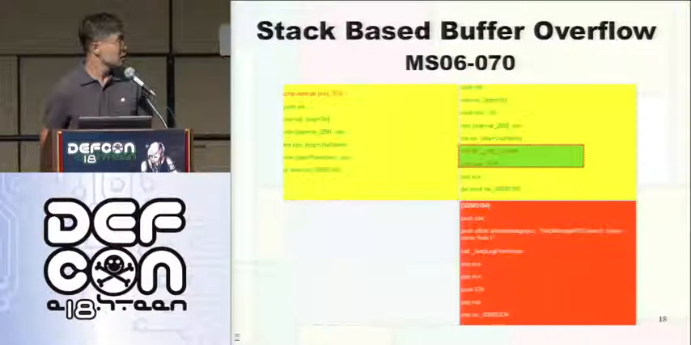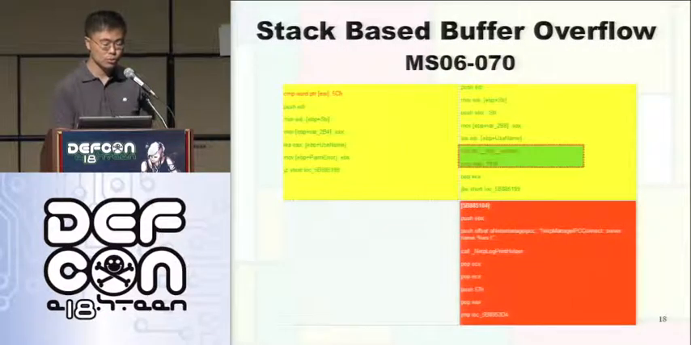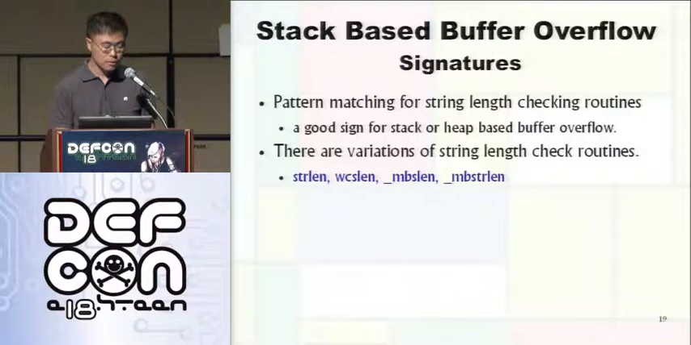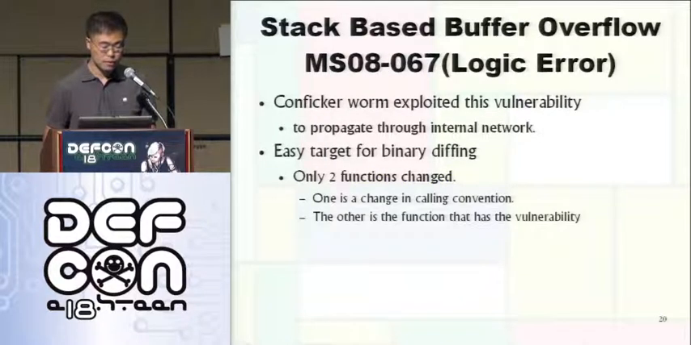In that case, this is the example that I just showed. NAP manage IPC connect, and just as you see, it's using wcslen to fix the problem. And you can use a string length or wcslen, that kind of string length check, as the signature for buffer overflow.